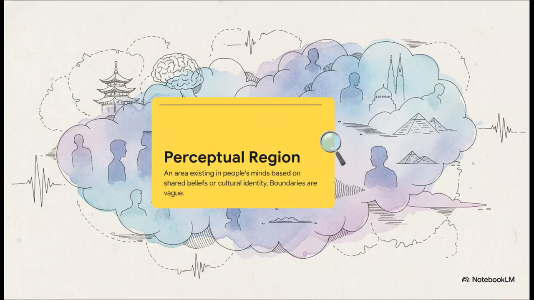This is what we call a perceptual region. It's not defined by any official data or clear boundaries. Instead, it's shaped by our shared feelings, our collective beliefs, and our cultural identity about a place. The boundaries are completely vague, based on what you might call folk geography, not objective facts.